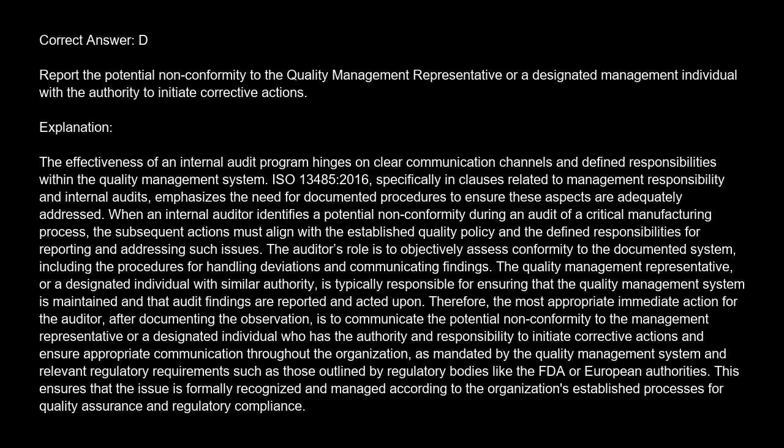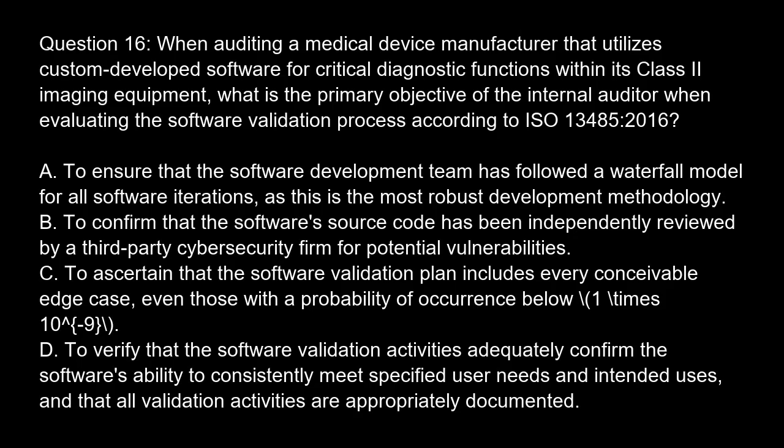Therefore, the most appropriate immediate action for the auditor, after documenting the observation, is to communicate the potential nonconformity to the management representative, or a designated individual, who has the authority and responsibility to initiate corrective actions and ensure appropriate communication throughout the organization, as mandated by the quality management system, and relevant regulatory requirements such as those outlined by regulatory bodies like the FDA or European authorities. This ensures that the issue is formally recognized and managed according to the organization's established processes for quality assurance and regulatory compliance. Question 16.